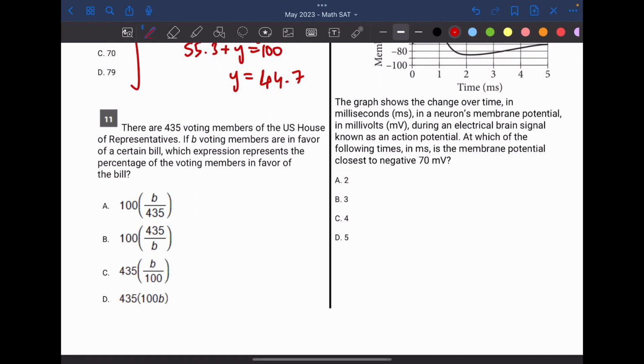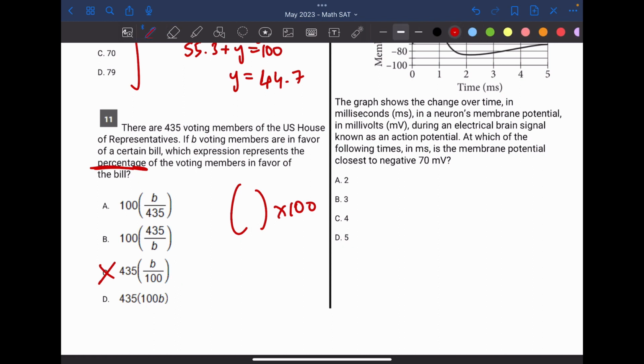There are 435 voting members of the U.S. House of Representatives. If B voting members are in favor of a certain bill, which expression represents the percentage of the voting members in favor of the bill? So first, we're looking at percentage. That means we're going to have something multiplied by 100, because that gives you percentage. That means this has to be wrong, because you don't have multiplied by 100. We have divided by 100 at some point, but that's wrong in general, because once again, you have to multiply by 100 to get the percent.